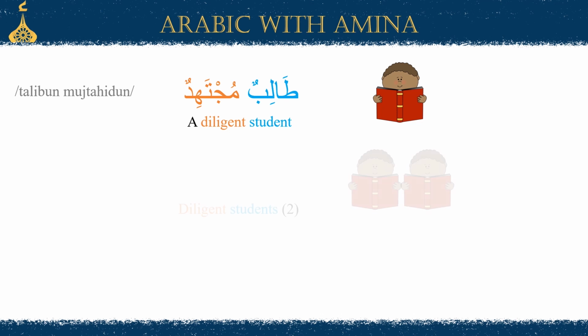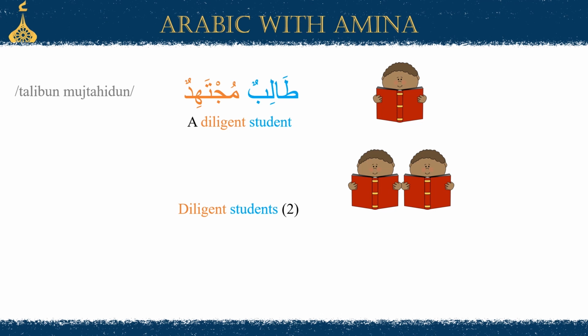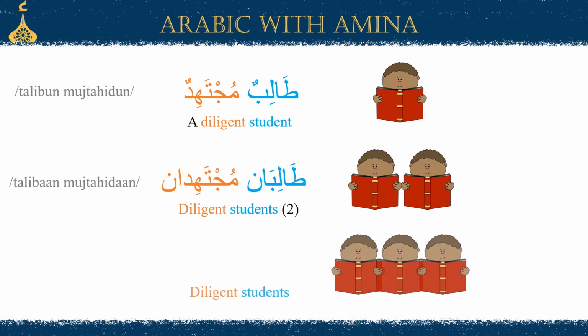Let's say we're talking about two students, diligent students. Well, since these are two students, we are going to be using the dual form or muthanna for both the noun and the adjective. So we would say طالبان مجتهدان. Notice how we change the form of both the noun and the adjective. And if we were to talk about three students, three and more is considered the plural form. So we would say طلاب مجتهدون.